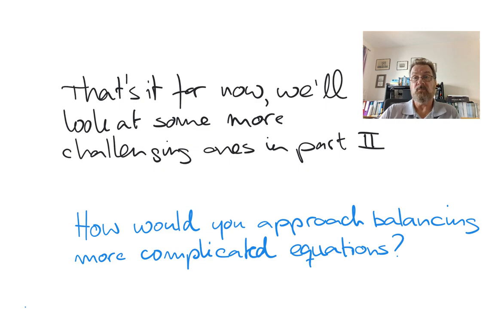Okay. Now, based on what we've covered so far, how would you approach balancing more complicated equations? Can you simply look at them and see this goes there, this goes there, this goes there, and we're done? Or do you prefer a more structured approach where you write things out along the lines of what I've been doing here?